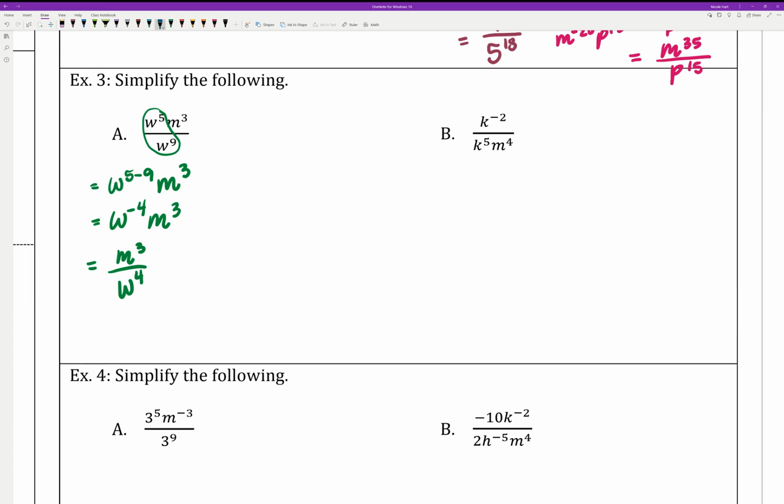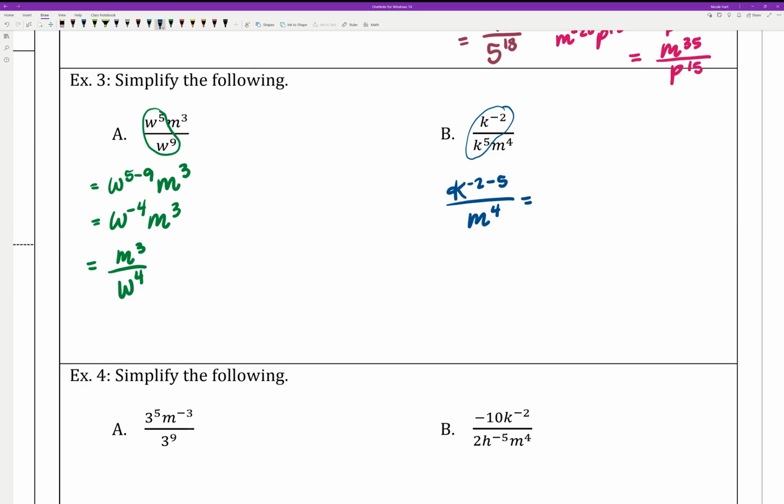Looking over example 3b, we have two k bases that are the same. They have different exponents, one with a negative 2, one with a 5. And then we have m to the power of 4 on the bottom. That m to the power of 4 is going to stay on the bottom. It doesn't have a negative exponent, it's not going to move. So I'm going to take k to the negative 2 minus 5 over m to the power of 4.